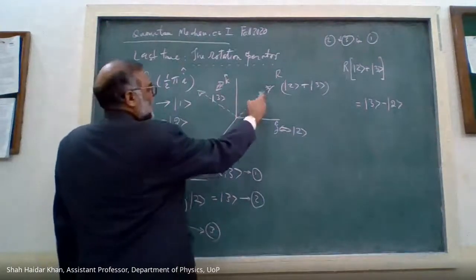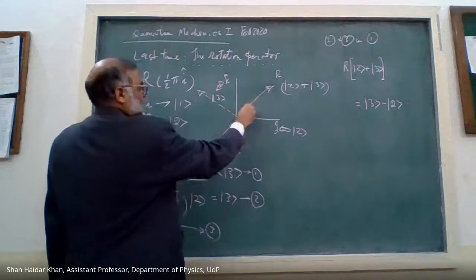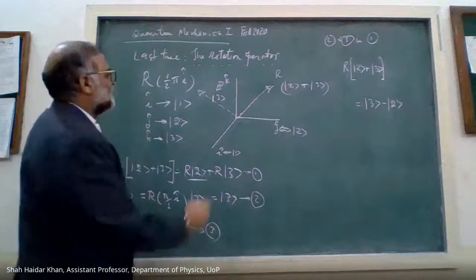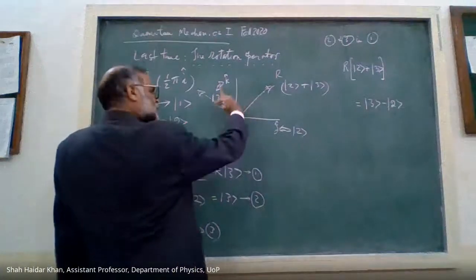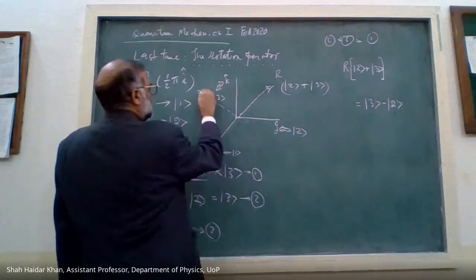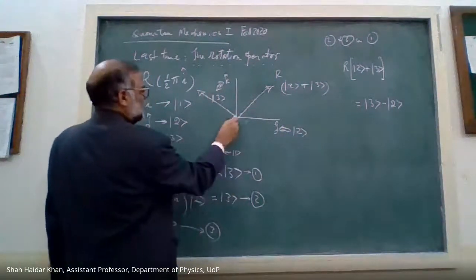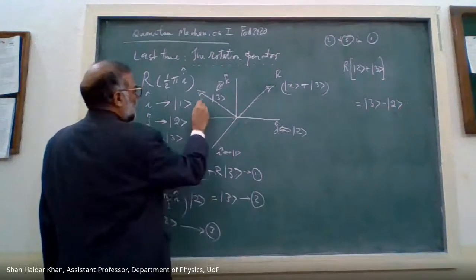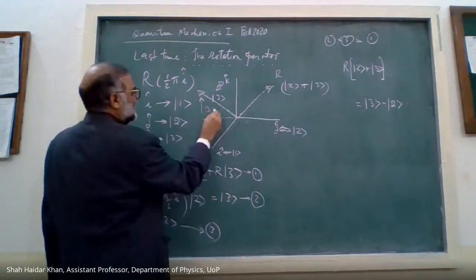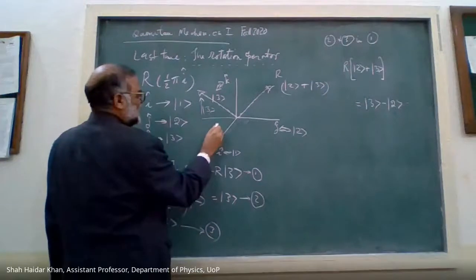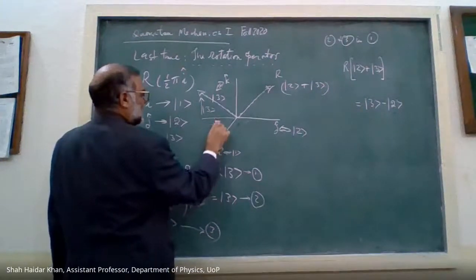So if we apply to this vector, suppose, the rotation operator, it brings it by pi by 2 here. And similarly, it has two components. One will be like 3, and this will be like minus 2.